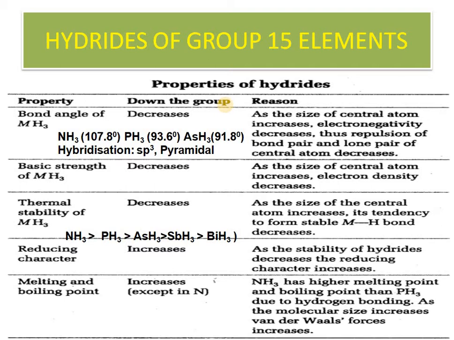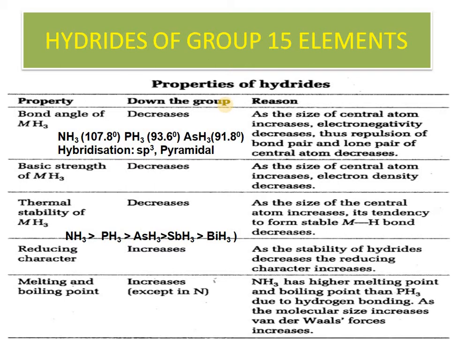The reason is explained here: the size of the central atom increases down the group. Yes, of course, nitrogen, phosphorus, arsenic, atomic size is increasing. Electronegativity is decreasing. What is the meaning of electronegativity? Electronegativity is the tendency to attract the shared pair of electrons. It means the bond pairs between nitrogen and hydrogen are very close. If the bond pairs are very close, what will happen? Repulsion will be more. So the more the repulsion between bond pair and bond pair, the more the angle will be. So that is right.